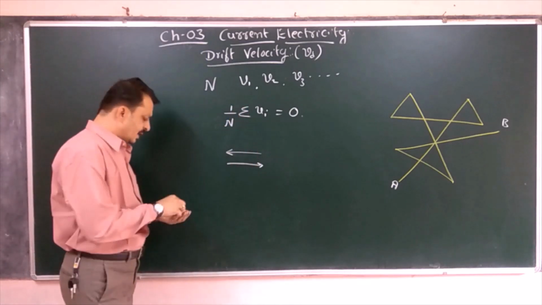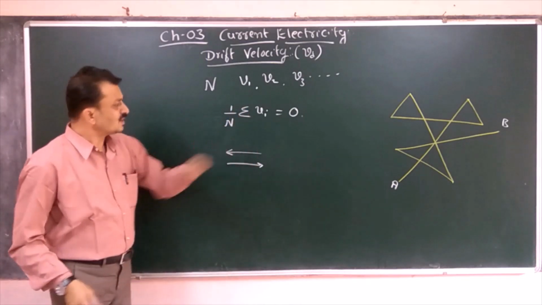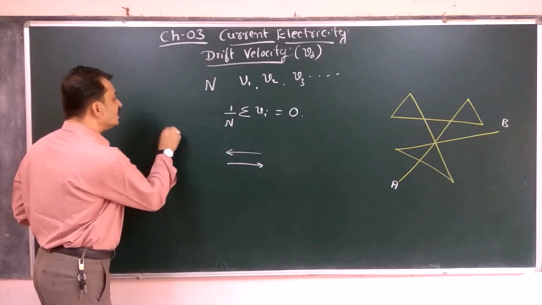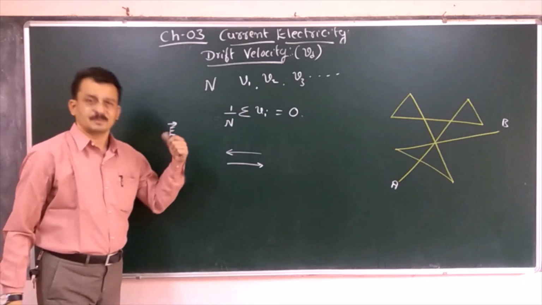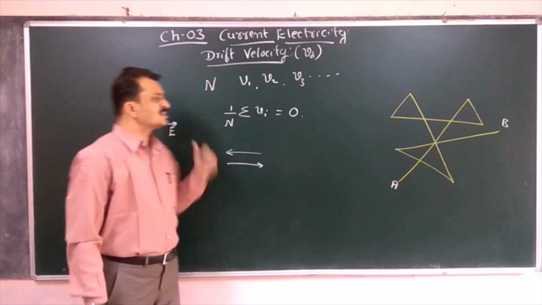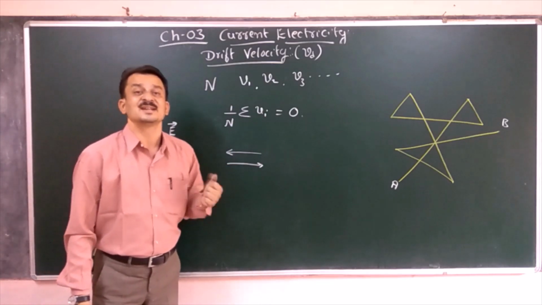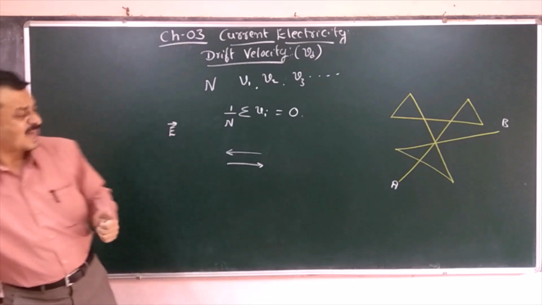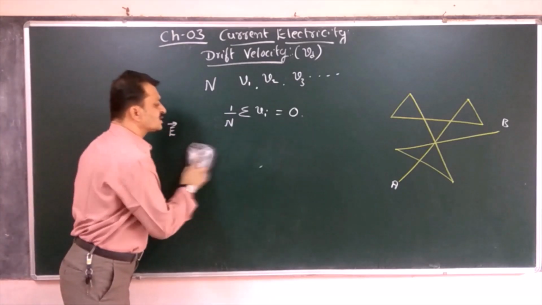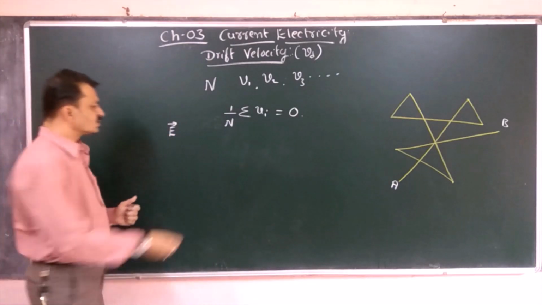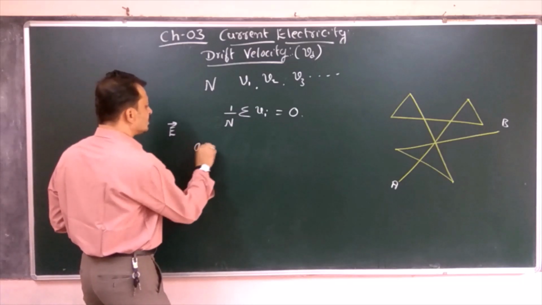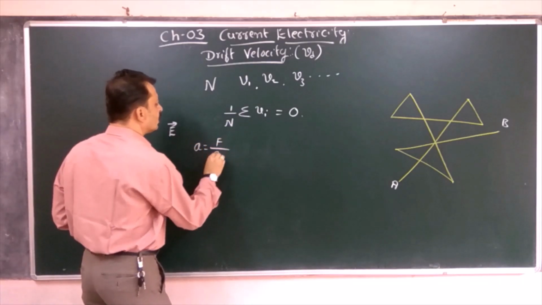Okay, next, if for that conductor I apply an electric field. As and when the electric field is applied, the electron gets accelerated. Now what is the acceleration of the electron? That we know by the simple relation a is equal to F by m.